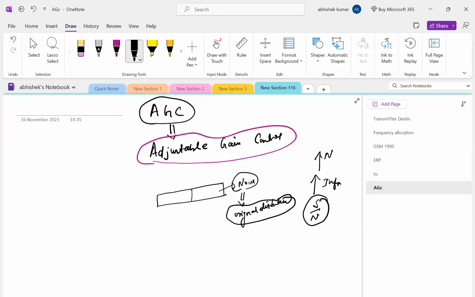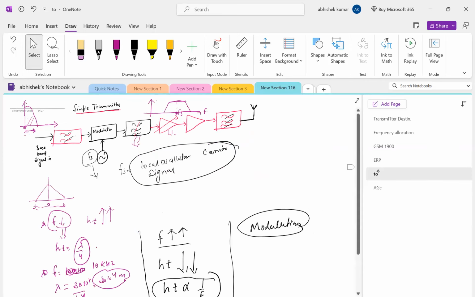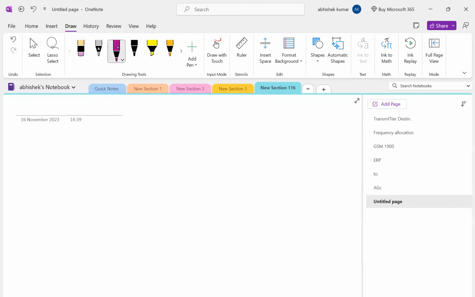This is the adjustable gain control. Just now I told you that for efficient transmission, we are doing the modulation, right? So now we will study the modulation scheme. What modulation are we doing?